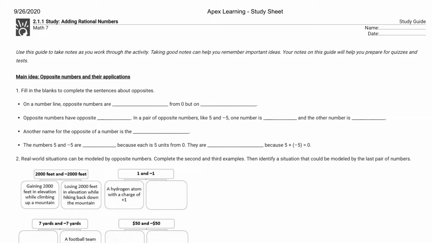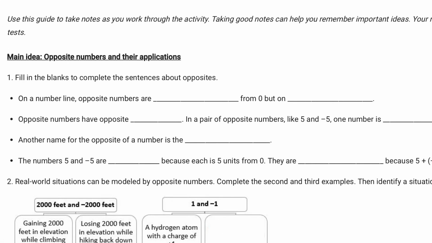All right, so this lesson is all about adding rational numbers. And I'd like to zoom in a little bit more here, and we're going to fill in some blanks. So let's see. On a number line, opposite numbers are the same distance from 0 on opposite sides.